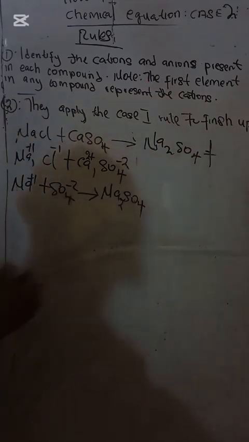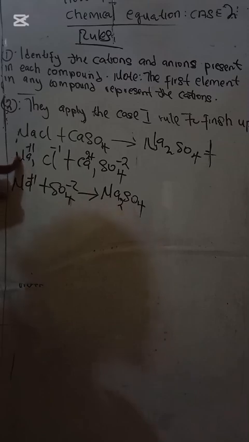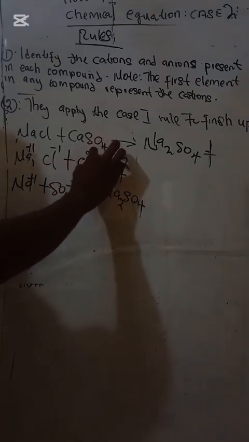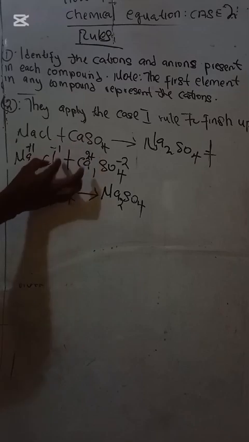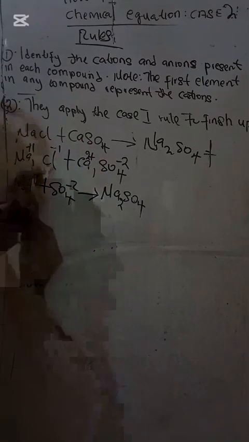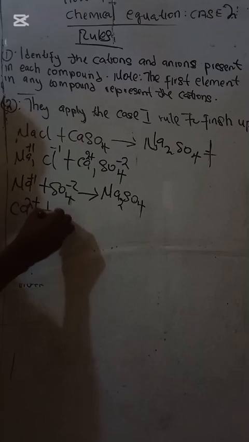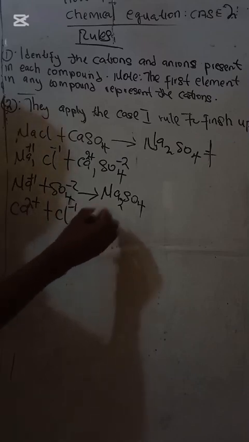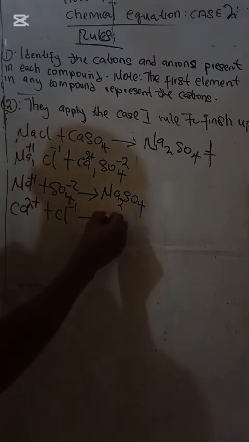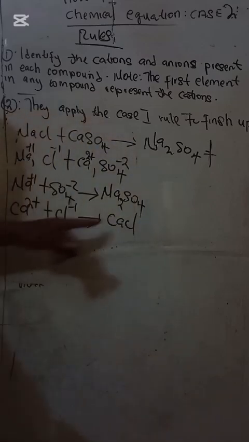Now how do you form your second product? It's very simple. Remember, the positive one here reacted with the negative one here. So this time around, the positive one that is here will come and react with the negative one that is here. We are going to have Ca2+ reacting with Cl-1. Now, following our normal rule, you join them together, you are going to have CaCl.